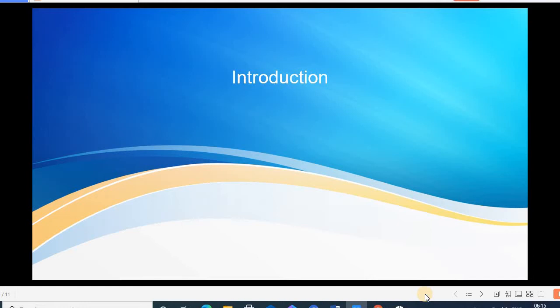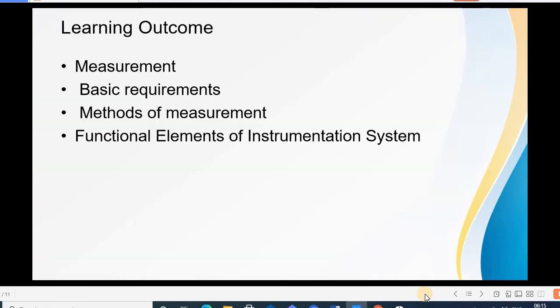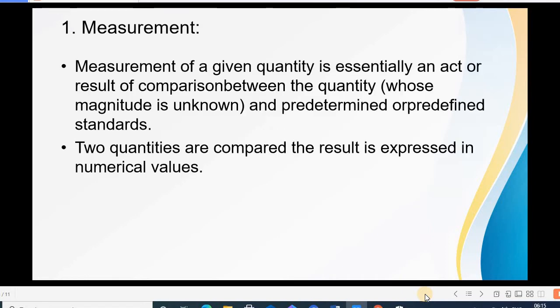Today I am going to give an introduction to measurements and instrumentation systems. In these slides we will discuss what is measurement, what are the basic requirements of a measurement system, what are the methods of measurement, and what are the functional elements of an instrument system. First of all, what is a measurement?